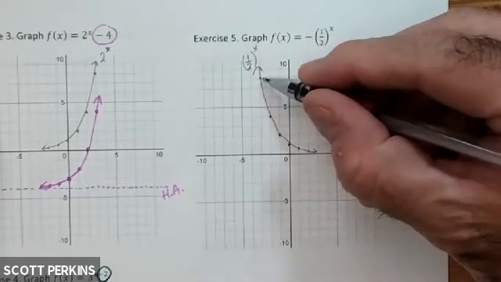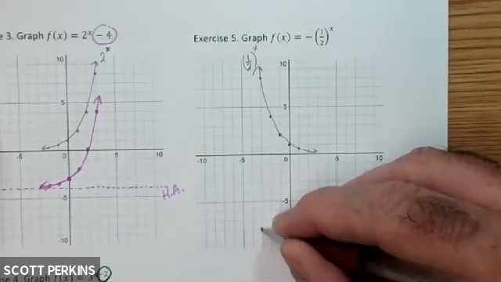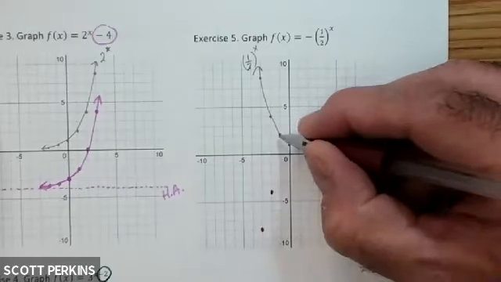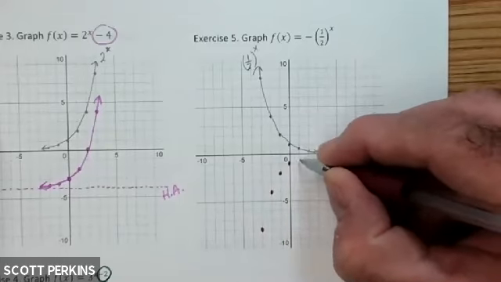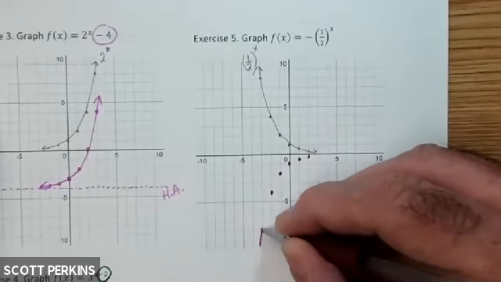So instead of +8, this value is going to now be -8. Instead of +4, this value is -4. Instead of +2, -2. +1, -1. +1/2, -1/2. +1/4, -1/4. And there we go.